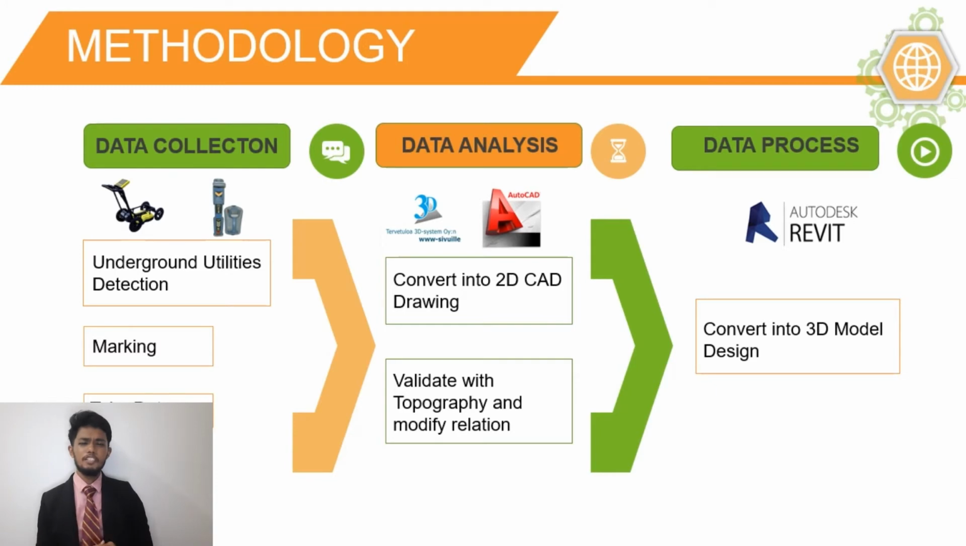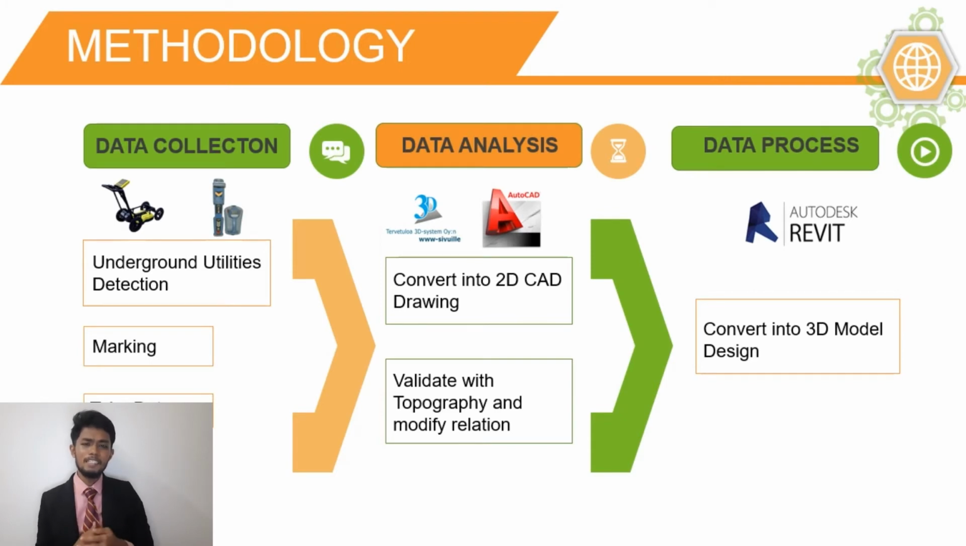Okay, for the methodology, there are 3 phases to achieve the objective of this research. First is the data collection phase, where the detection of underground utilities is done by using modern technologies like ground penetrating radar (GPR) and electromagnetic locator (EML) to identify the location of the utilities and also their depth. To identify what type of utilities are beneath the ground, we identify the exposed ones, like exposed water pipe, any marking, and also the power box.